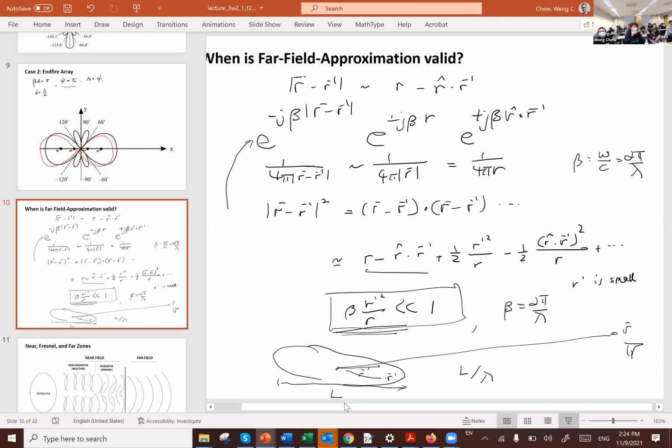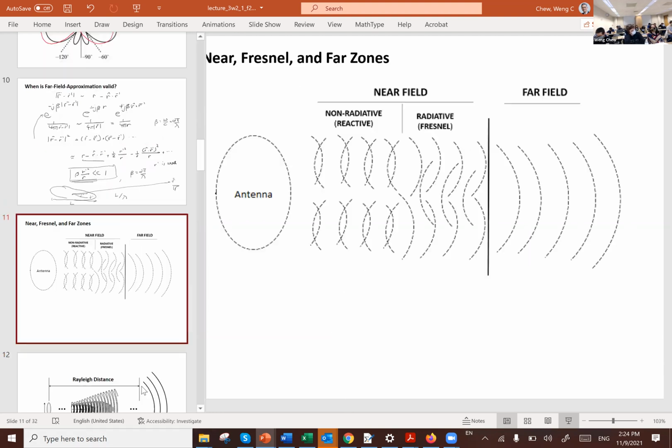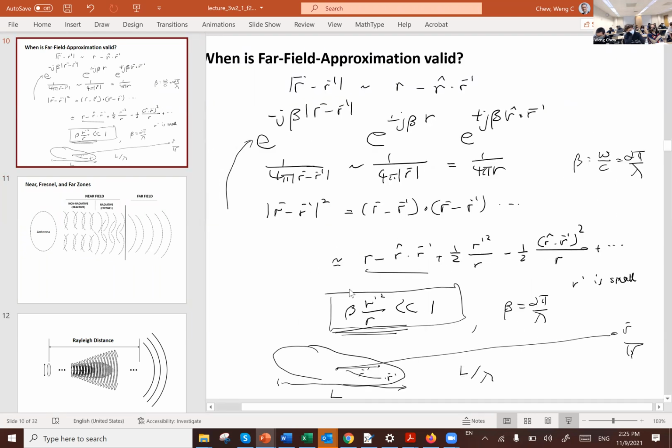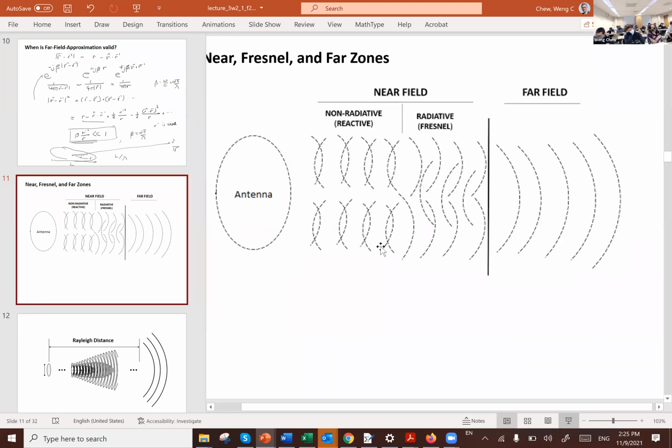So there are zones that are not quite in the far field. Far field, you know how to get there. You just make sure that this criterion is satisfied. Then you are in the far field.